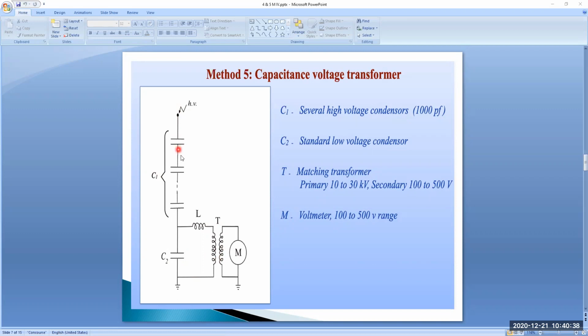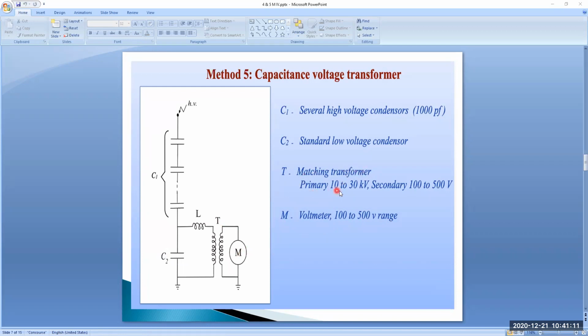C1 is a combination of several high voltage condensers bolted together, 1000 picofarads. C2 is a standard low voltage condenser. M is a voltmeter for the 500 volt range, a basic meter that may be moving iron. Understood? And T is the matching transformer.